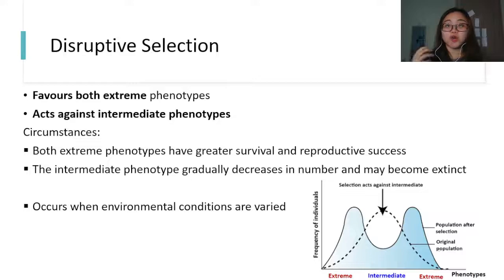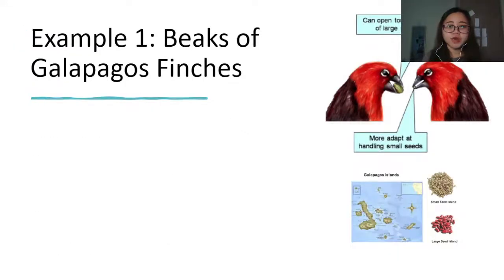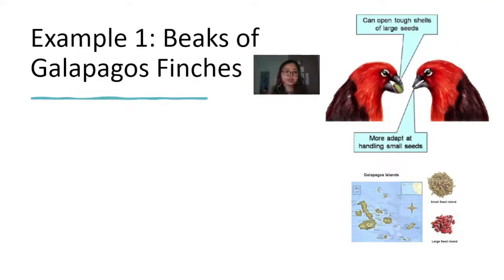It's not just one thing happening in that environment, it's more than one factor. Here, two extreme distinct phenotypes will separate and two new species may form. Disruptive selection will promote genetic variability in that population. So we have an example here. This example is using the Galapagos finches. So finches are a type of bird.